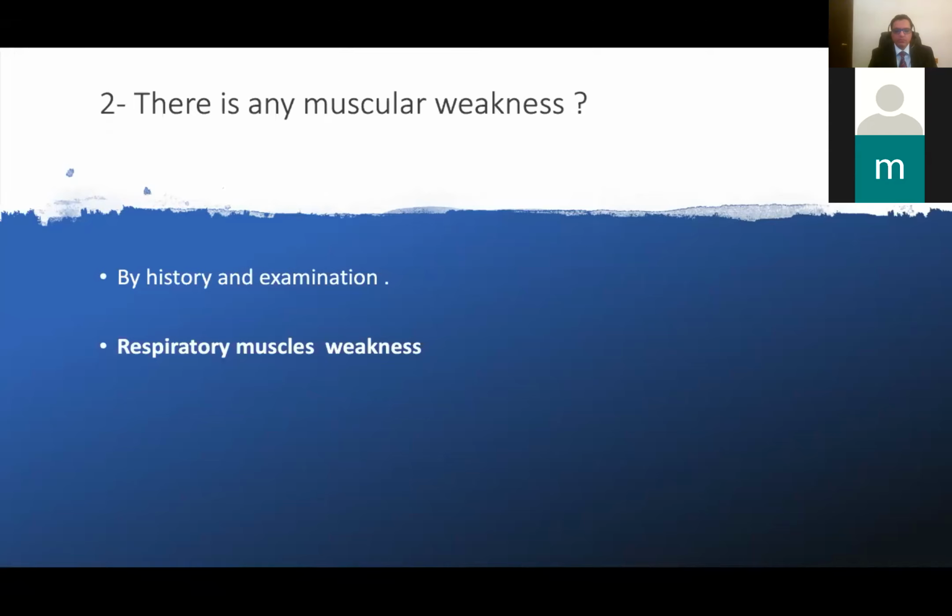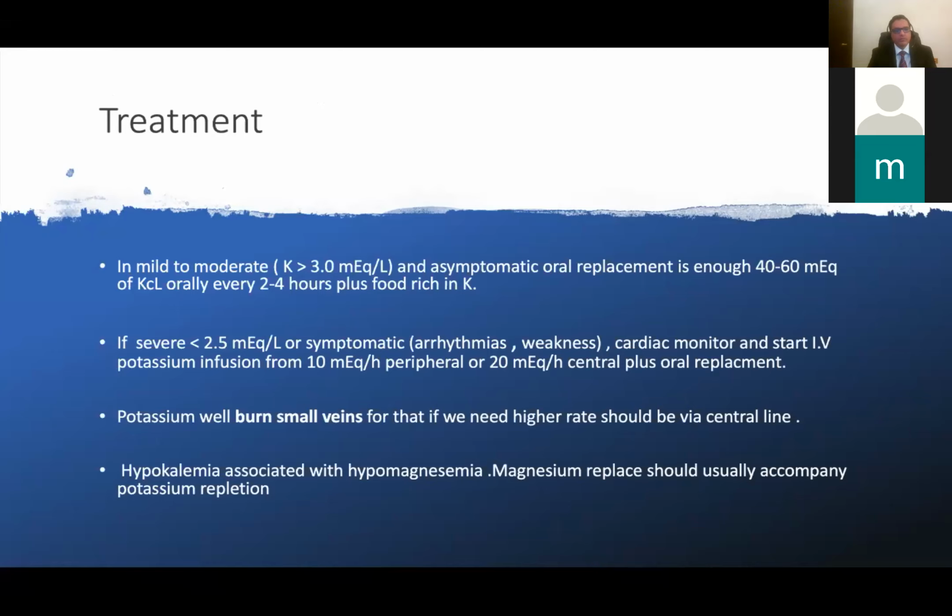The other question is, is there any muscular weakness? And this will be by history and clinical exam. Be worried about respiratory muscle weakness specifically, because again, in the severe form of hypokalemia, and especially if this is a periodic hypokalemic paralysis, the patient might present with respiratory failure secondary to hypokalemia. So treatment is based on two factors, the level and the symptoms. You are not treating only numbers, you are treating a combination of a number and symptoms.